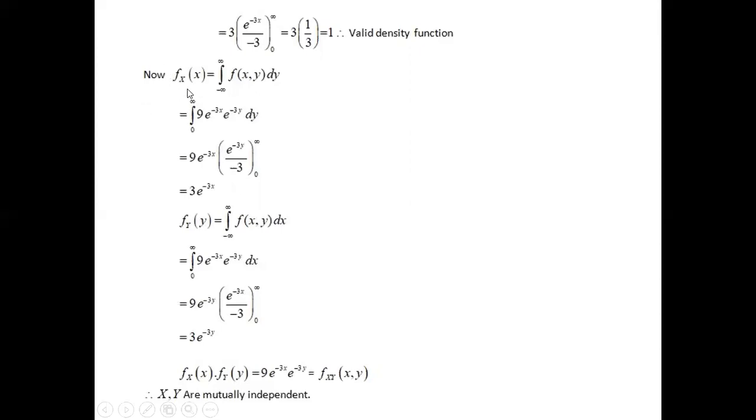Now I'll find the marginal function of x. So integration minus infinity to infinity f of x comma y dy equals integration 0 to infinity 9 e power minus 3x into e power minus 3y dy. So the answer is 3 into e power minus 3x. Similarly, marginal function of y, integration minus infinity to plus infinity f of x comma y dx. So integration 0 to infinity 9 e power minus 3x into e power minus 3y dx. So 9 e power minus 3y constant, e power minus 3x by minus 3 from 0 to infinity. So 3 into e power minus 3y.